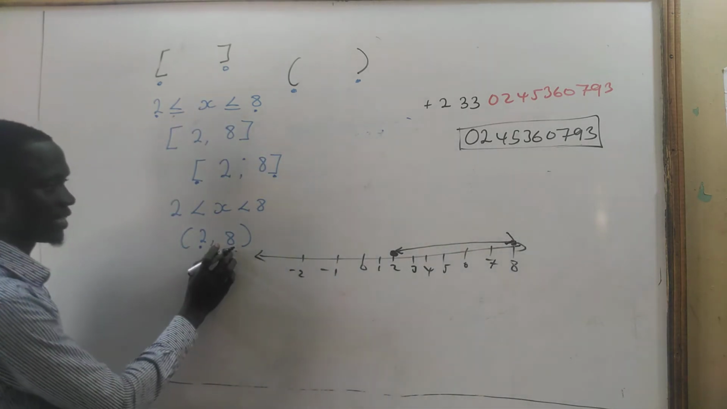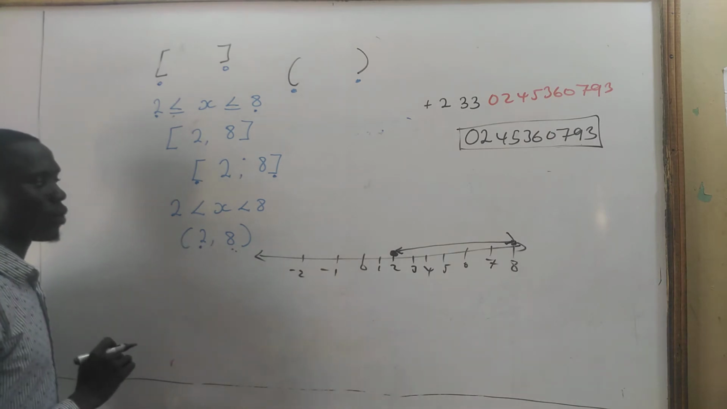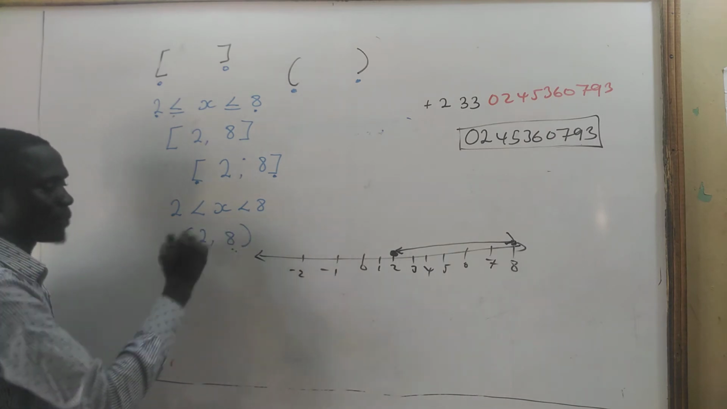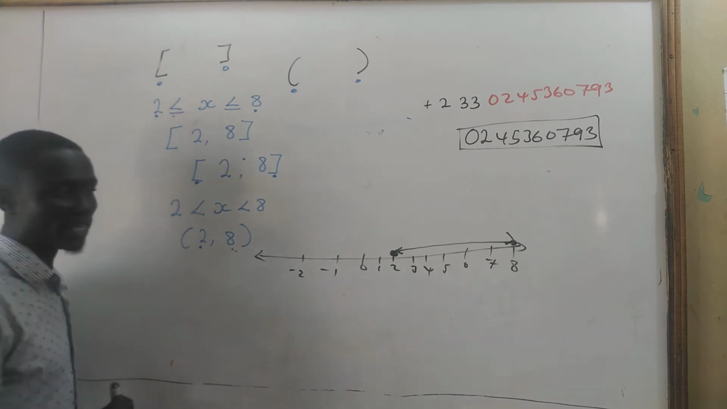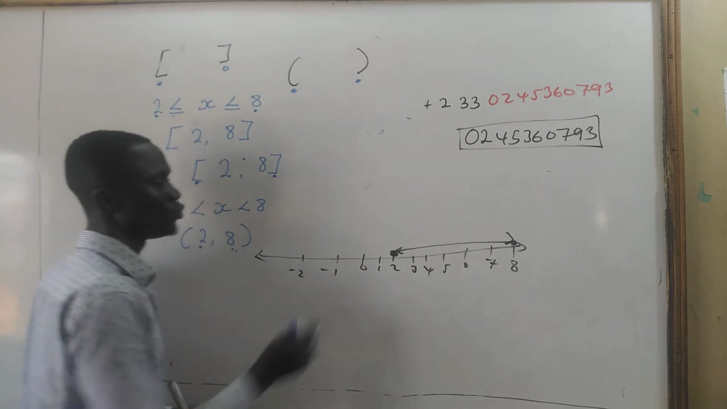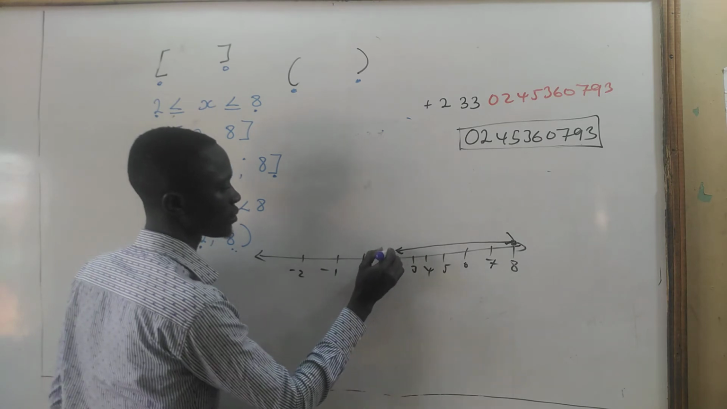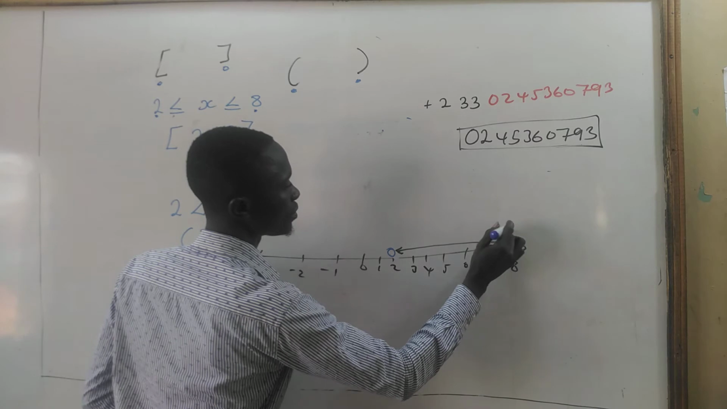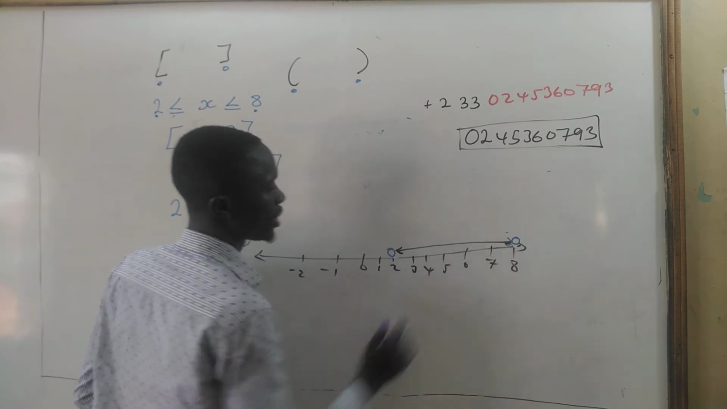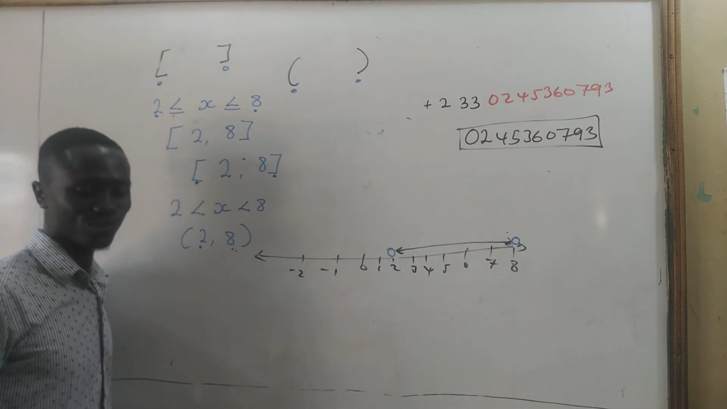Now let's graph this inequality. To graph this, the parenthesis brackets show that the endpoints are not included. So in that case, you use an open circle. You use an open circle to show that the endpoints are not included.